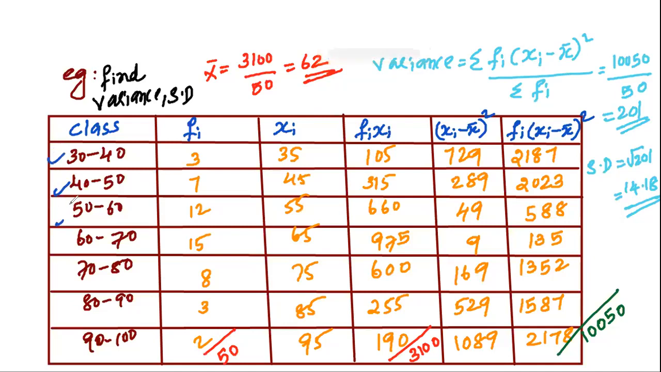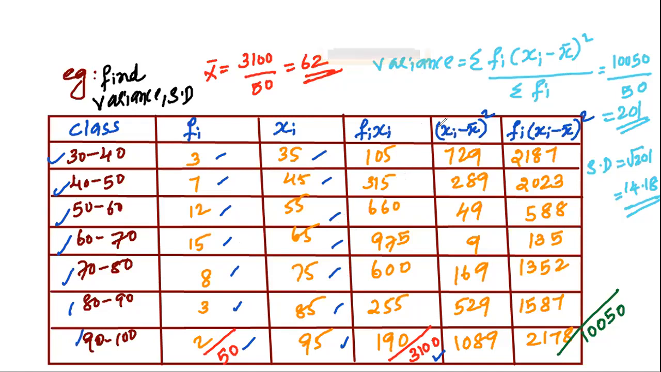Here some data is given. So let me write the midpoint of each class, which will give you the xi value. Frequency is also given for you. Let me find the total sum of those frequencies, which is equal to 50. Now, first of all, I have to find the mean, right? In order to find the mean, I'm finding fi xi. That is 3 into 35, 7 into 45, like that I'm doing. I'm getting the sum of that fi xi column equal to 3100.